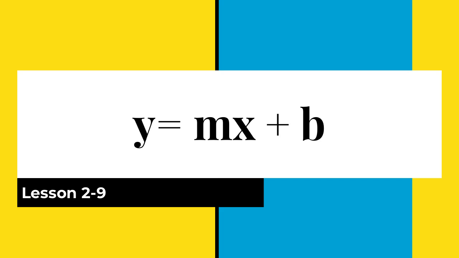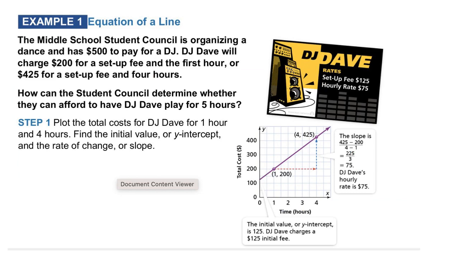Today's lesson is lesson 2-9. It is pages 146 to 150 in your workbook. All right, we are on example 1, page 146, and this is a lesson where everything comes together. We are going to take your slope and plug it into the equation. We are going to take your y-intercept and plug it into the equation, and we will find the equation of a line. All right, here we go.